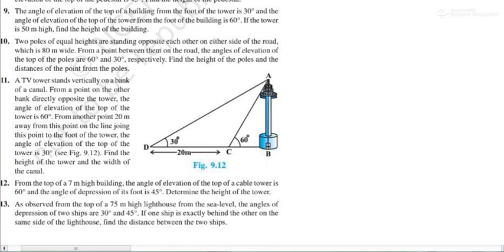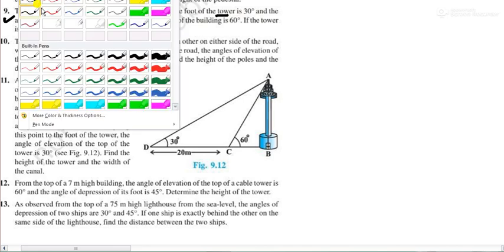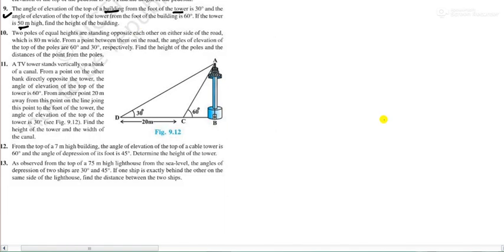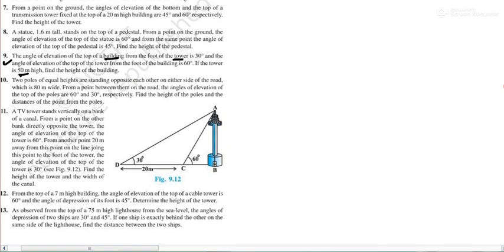This is our first question, number 9. It is given that the angle of elevation of the top of a building from the foot of the tower is 30 degrees. You can see here a building is there, a tower is there, and the angle of elevation of the top of the tower from the foot of the building is 60 degrees. If the tower is 50 meters high, find the height of the building. So this is the question.